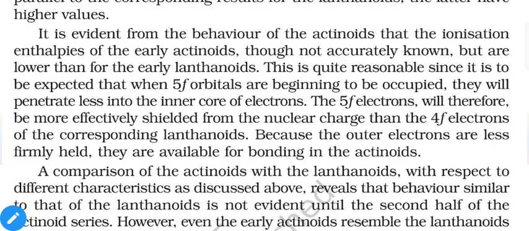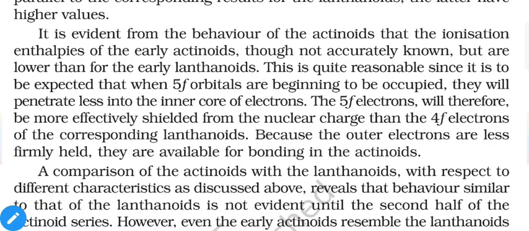This is quite reasonable, since it is to be expected that when 5f orbitals are beginning to be occupied, they will penetrate less into the inner core of the electrons. So the 5f electrons will therefore be more effectively shielded from the nuclear charge than the 4f electrons. That means if electrons are shielded from the nuclear charge, they do not have a strong attraction towards the nucleus, and that means we can easily remove them. If an electron feels stronger attraction towards the nucleus, then it is hard to remove.